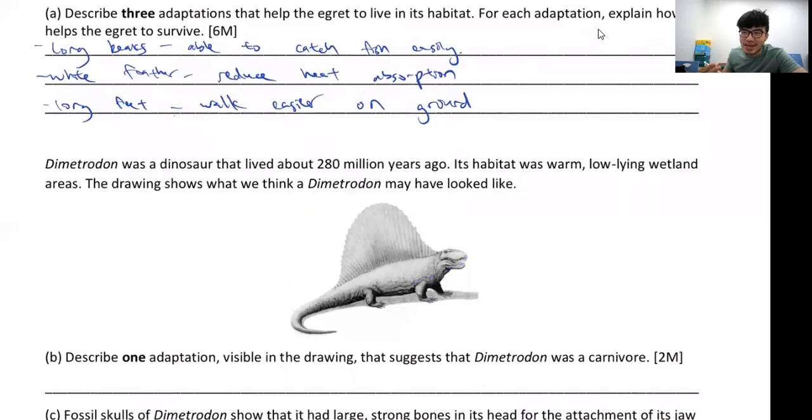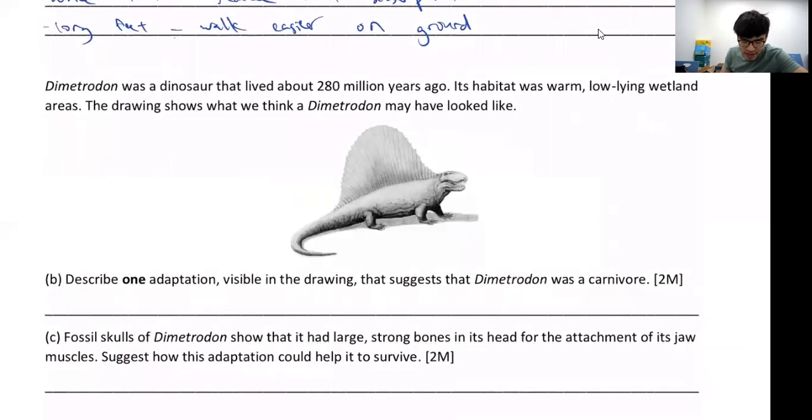It's just like T-Rex. How do we know that T-Rex has such short arms? Because their bones say so. Anyway, describe one adaptation visible in the drawing that suggests Dimetrodon was a carnivore. How do you know they're a carnivore? Carnivore means they eat meat. Very easy. You just look at their claws. You just look at their teeth. By looking at the teeth, you will know it's a carnivore. You look at tigers, you look at lions, they have sharp teeth. Obviously, they're carnivores. So it's their sharp teeth.